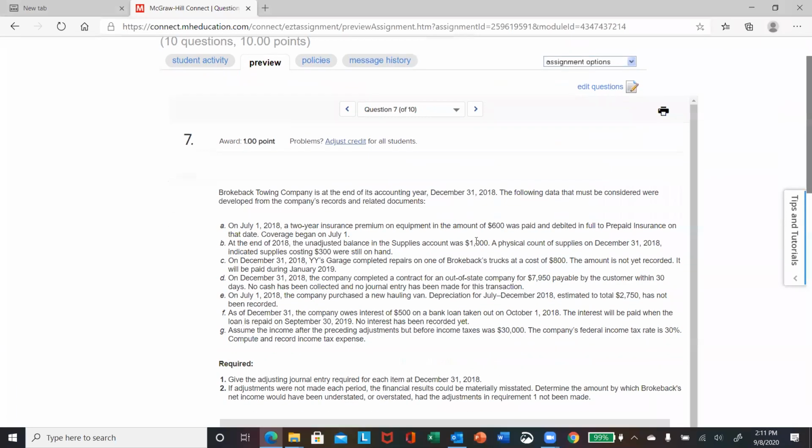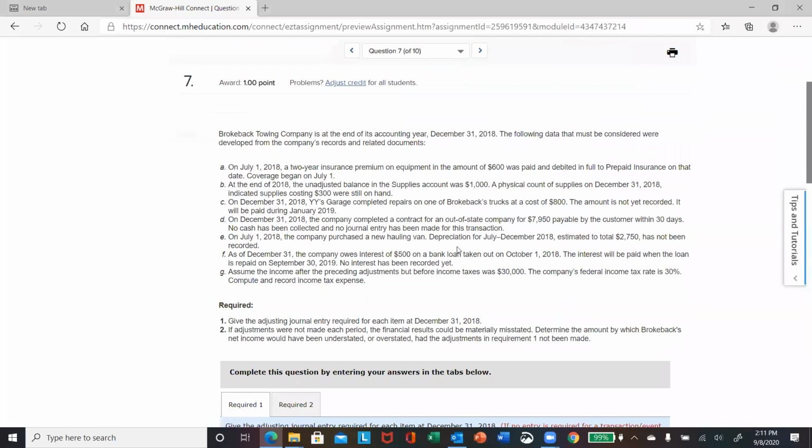Here is number 7. They want the adjusting entry, and then they want the effect. If you had not recorded these, what would have been the effect on the financial statements? Would they have been understated or overstated or no effect? So in part 1, and these are for the end of the year, I always look at the dates. Always make sure you watch the dates. This is for December 31st. So notice the date's July 1st. They've got a 2-year insurance policy for $600 paid in full to prepaid. Coverage began on July 1st.